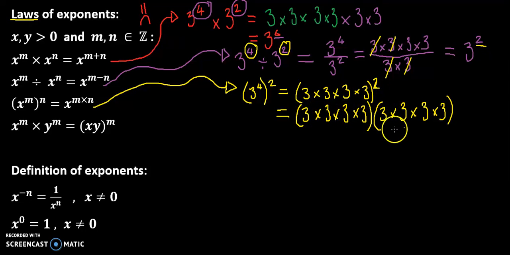Okay, how many 3's are multiplying each other? 1, 2, 3, 4, 5, 6, 7, 8. Remember that when brackets are touching, we multiply the two together. So our final answer is 3 to the power of 8. What do you notice about 4 times 2? Well, it gives us an answer of 8. So expanded notation helps us to see what's really happening.